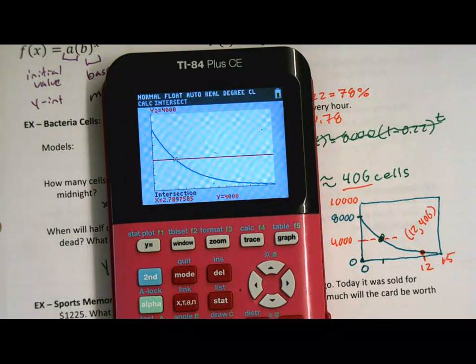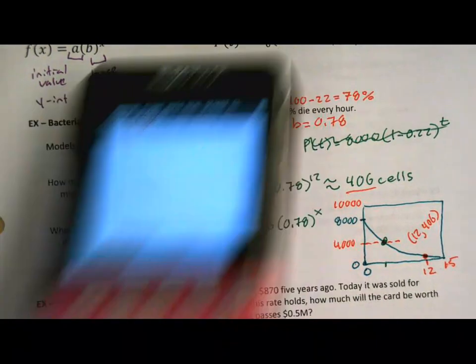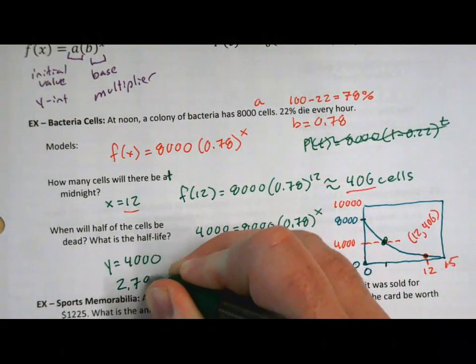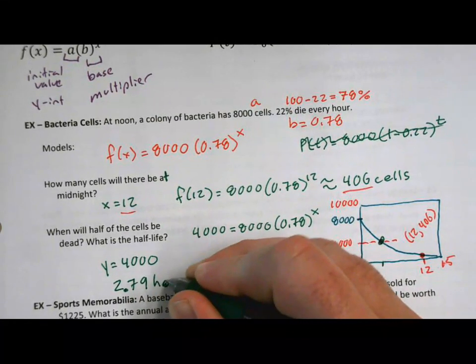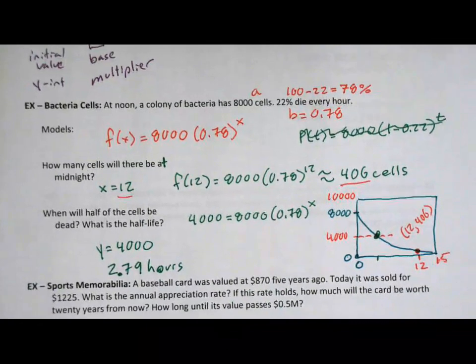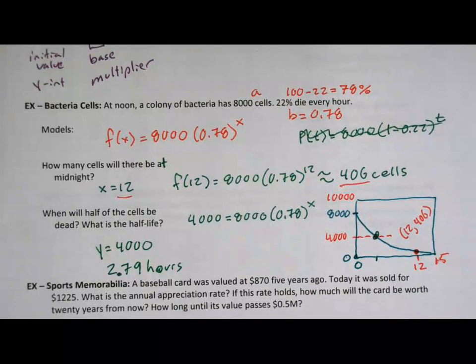Does that sound like what you guys are getting? So we'll round that off to what, 2.79? 2.79 what? Hours after when? When do we start? Noon. So 2.79 hours, 2 something, 240 something. All right. So that answers this question.